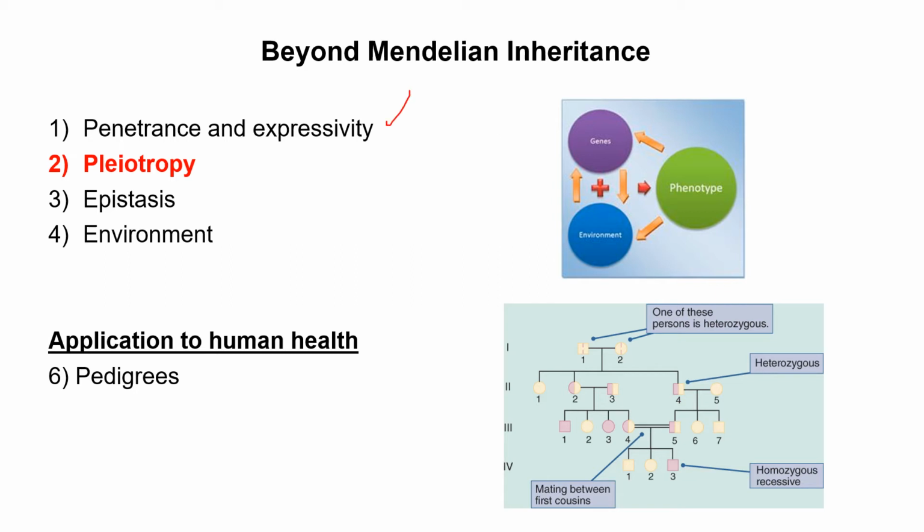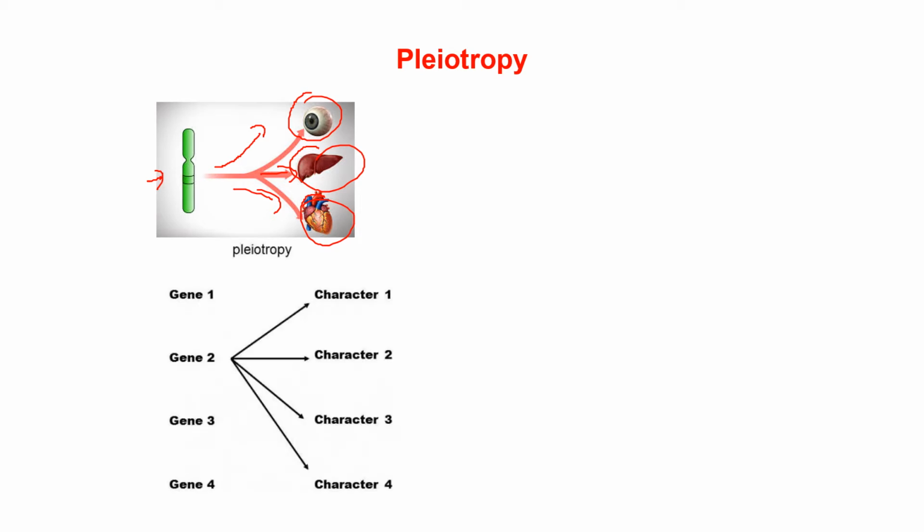So this is done. Now we're going to start asking, okay, but what is pleiotropy? And to explain pleiotropy, I want to show you this schematic. Here you see one gene, and that gene is expressed in the eyes, in the liver, and also in the heart. So there is one gene affecting multiple traits. And here you find another schematic, in which gene number 2 is affecting 4 different characters.